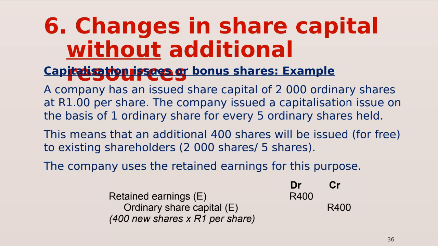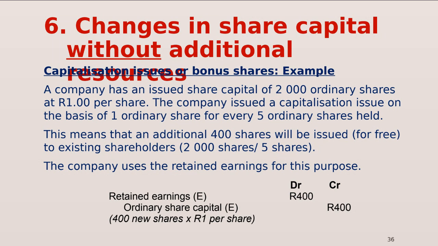But now when we have a capitalization issue, we need to pass a journal entry to show that even though we're keeping this amount in the company, it needs to be re-allotted. It's no more retained earnings, it's no more profit undistributed. It is actually being used to pay, in a way, for the shares. So in our example here, we've got 2,000 shares at 1 rand, so our share capital should be 2,000 rand.